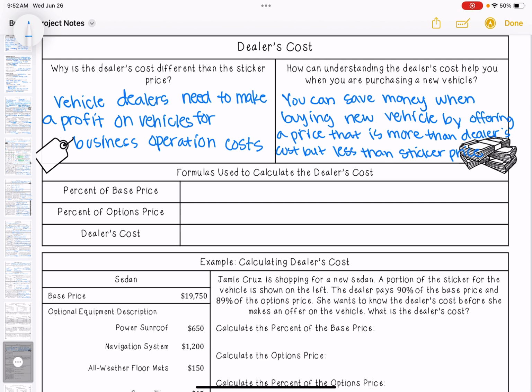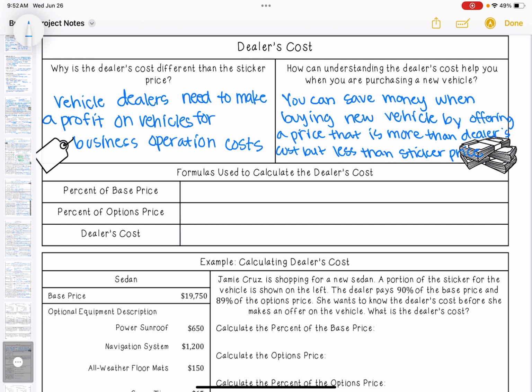Because you don't want to be paying over sticker price, because then you're just paying a lot more for the car than you need to. But you can't pay lower than the dealer's cost, because then the dealership's never going to go for that offer because they won't be making a profit off of that.